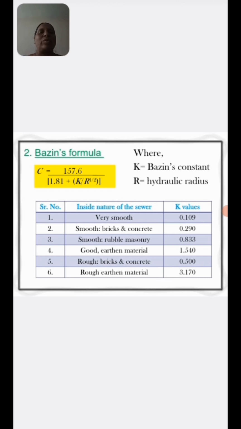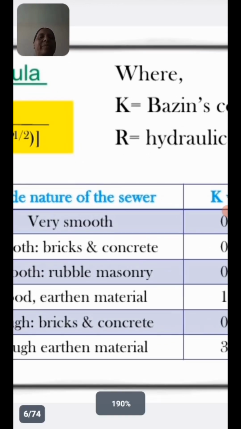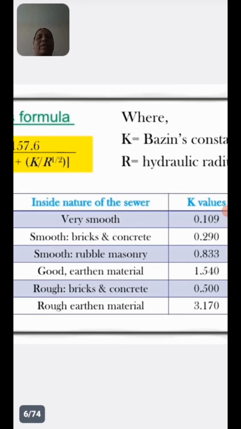First, for very smooth surfaces, the K value is 0.109. Second, smooth bricks and concrete, the K value is 0.290. Third, smooth rubble masonry, the K value is 0.833. Next, good earthen material, the K value is 1.540. Next, rough bricks and concrete, the K value is 0.500. Next, rough earthen material, the K value is 3.170.